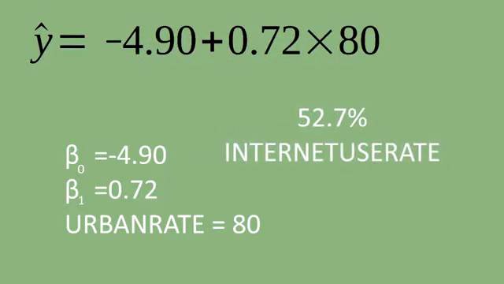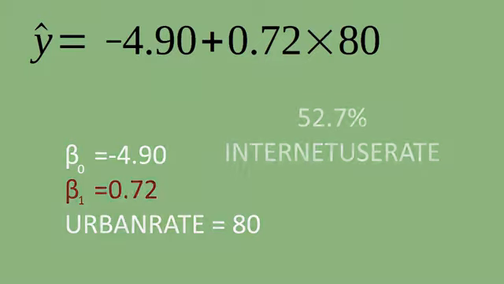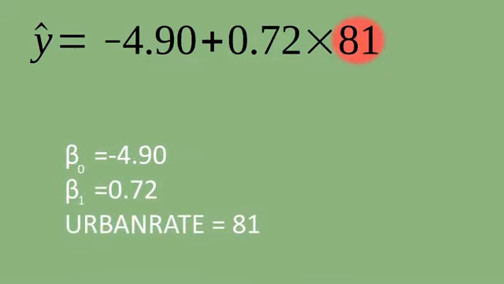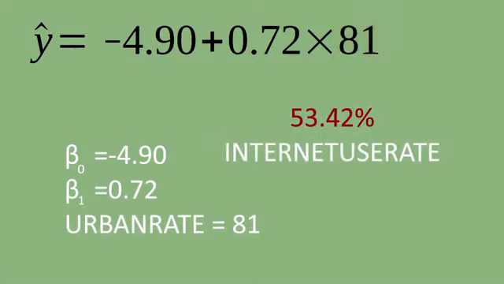Also note from our beta sub 1 that this value is by how much internet use would increase for every 1 unit increase in urban rate. For example, if we had a country with 81% urbanization, we would know that we would expect their internet use rate to be 0.72 people higher, that is almost 1 person, than a country with 80% urbanization.